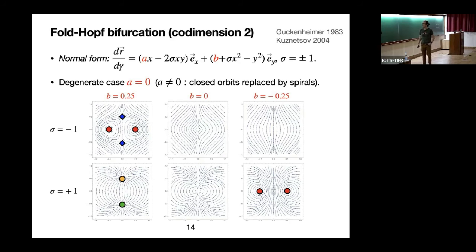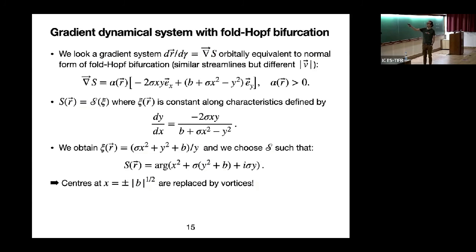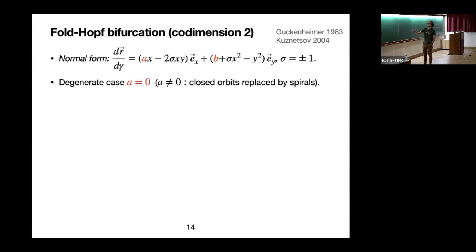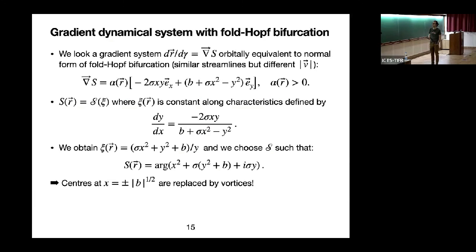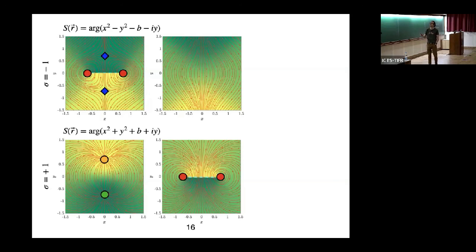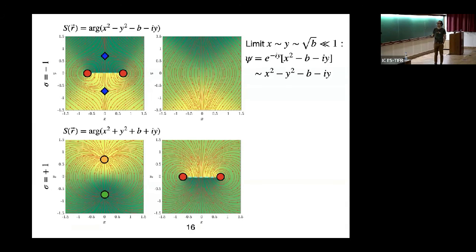But what we have done with Nicolas, Pierre, and Robin, we found a gradient system that is orbitally equivalent to this normal form of the fold-Hopf bifurcation. So basically, we find a phase that reproduces exactly the same orbits as this one. Sorry, I'm skipping the details a little bit. That's what you end up with: this phase profile for the one observed by the Bristol group, and this phase profile for our experiment. And it's quite interesting.